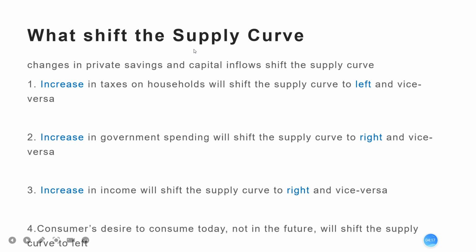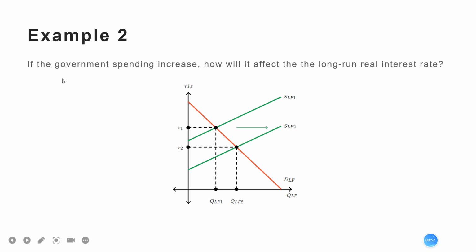And what shifts the supply curve? Changes in private saving and capital inflows shift the supply curve. Increasing taxes on households will shift the supply curve to the left and vice versa. Increasing government spending will shift the supply curve to the right and vice versa. And increasing income will shift the supply curve to the right and vice versa. And finally, consumers' desire to consume today, not in the future, will shift the supply curve to the left.